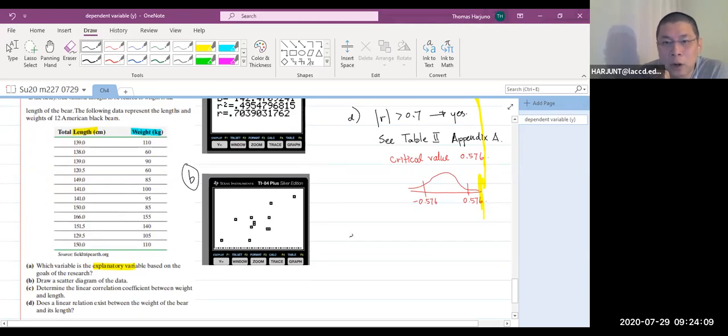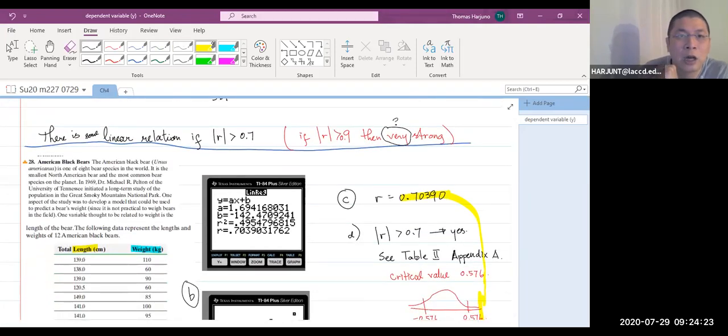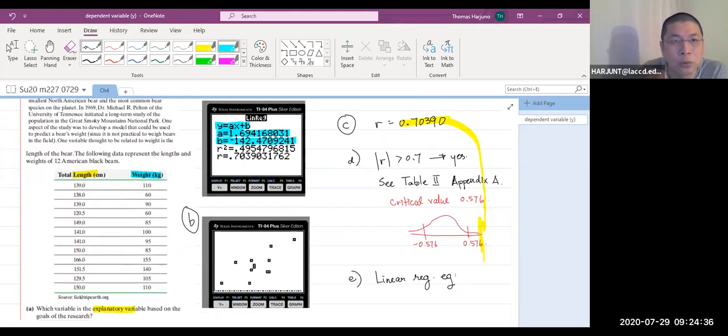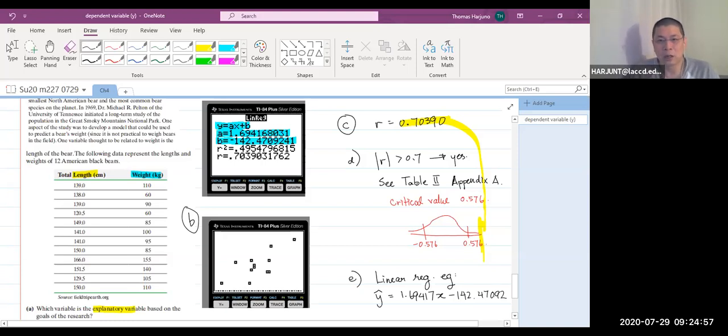Then how about part E? How about the linear regression equation? The linear regression equation will be coming from here. Be very careful with the A and B. That's why they give you the pattern of the equation first on the top. Y equals AX plus B. So Y hat equals 1.69417X minus 142.4709. That's the linear regression equation.